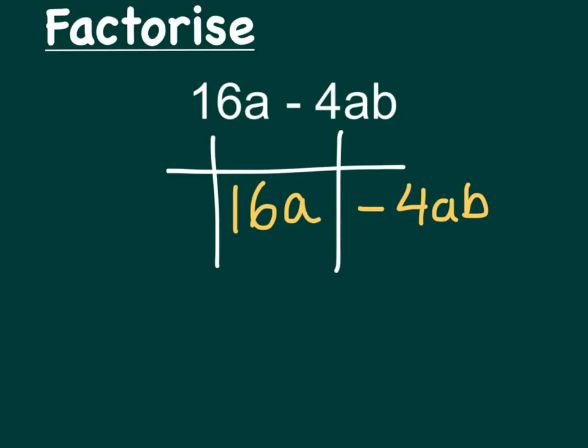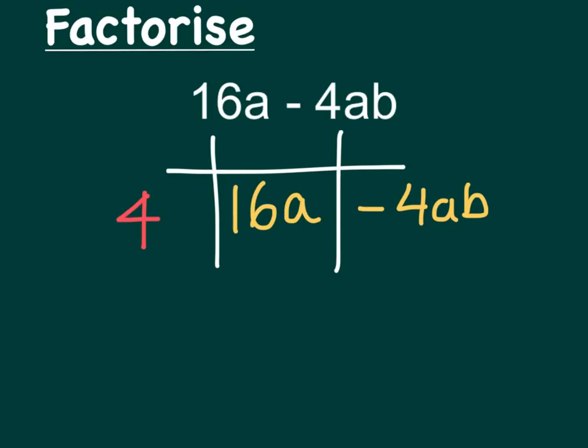Let's concentrate on the numbers first of all. The biggest factor of 16 and negative 4. You can just forget about the negative for a second. What's the biggest factor of 16 and 4? The biggest factor of those two is 4. So we're going to bring that out and place it there.